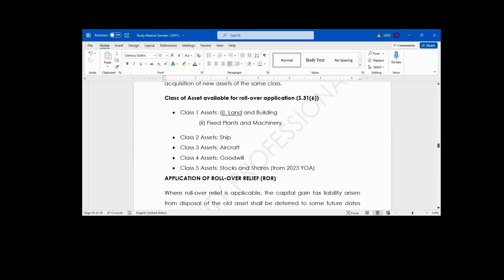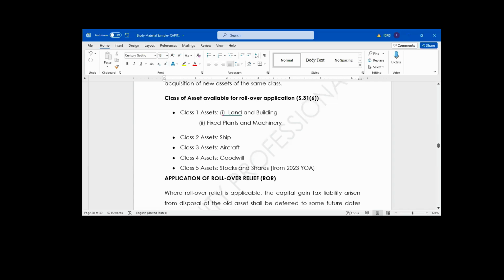Class 1 of the assets. Under class 1, we have A and B: land and building, and plant and machinery. They are the class 1 of the assets you can grant rollover relief. Class 2 of the assets for which rollover relief is available is ship, which is vessel. When you sell a vessel, if you use the sales proceeds to buy another vessel, you can apply for rollover relief.